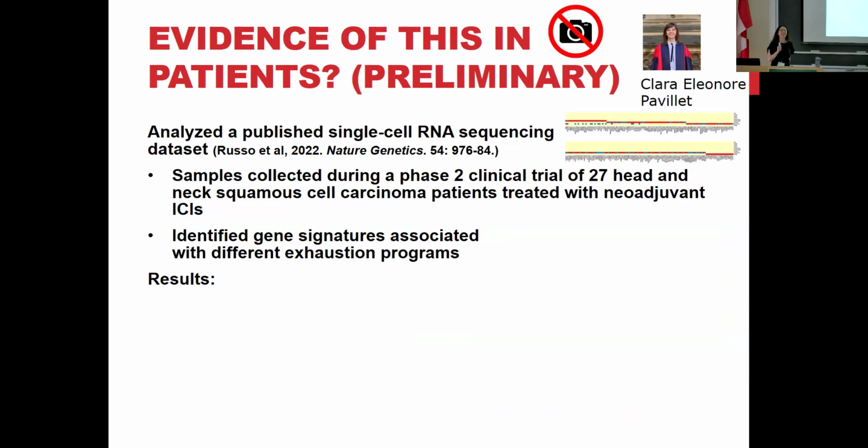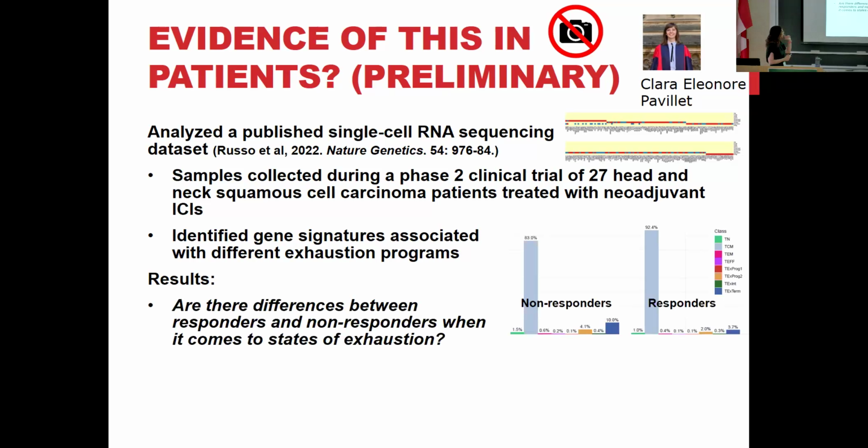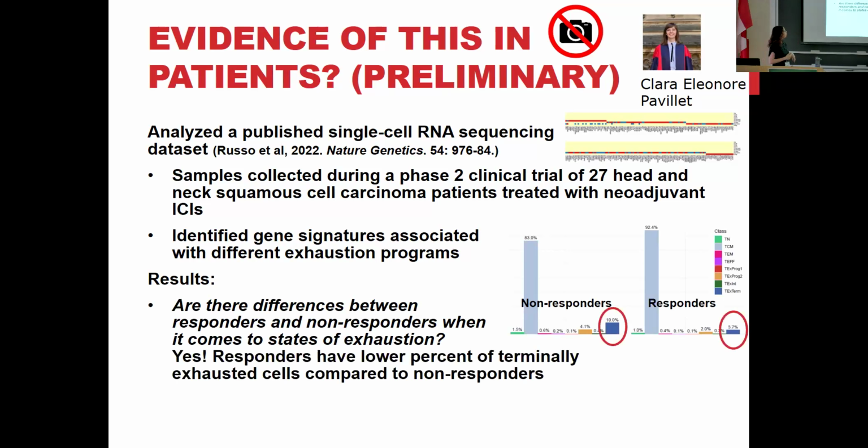So what they did is they analyzed single-cell RNA sequencing data of patients who are being treated with different immune checkpoint inhibitors in a phase 2 trial of head and neck squamous cell cancer. And they were interested in finding gene signatures associated with different states of exhaustion. So here's the first question they asked. They asked, are there differences between responders and non-responders when it comes to states of exhaustion? And the answer ended up being yes.